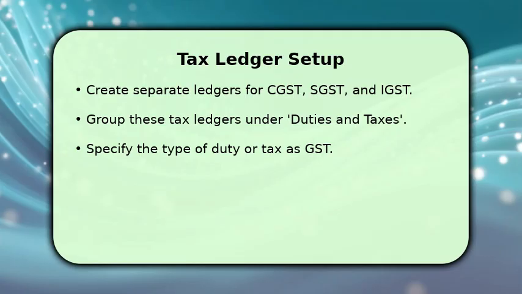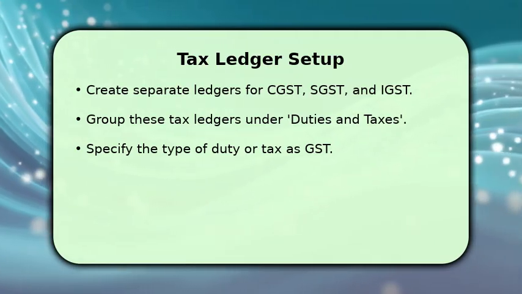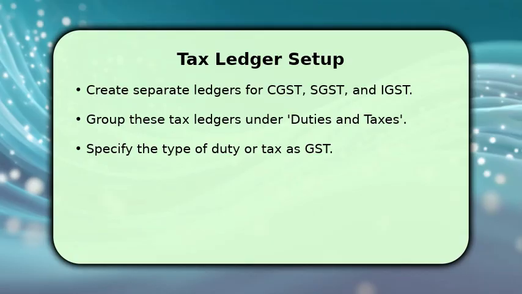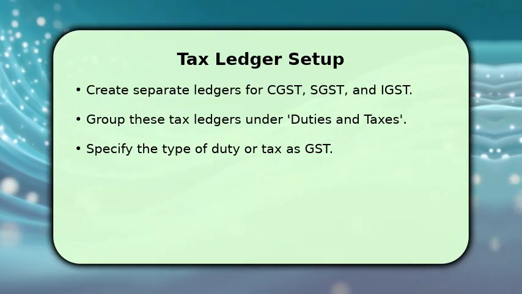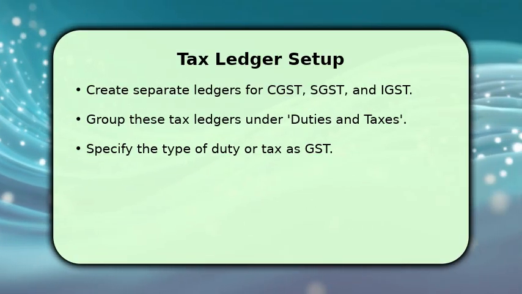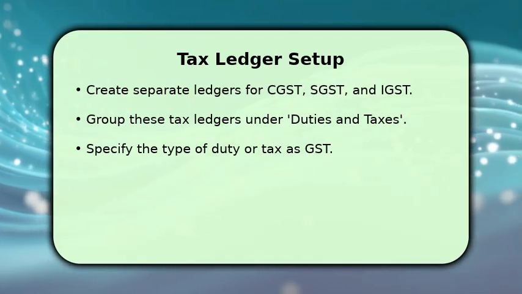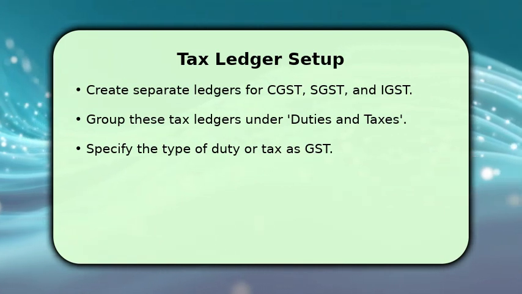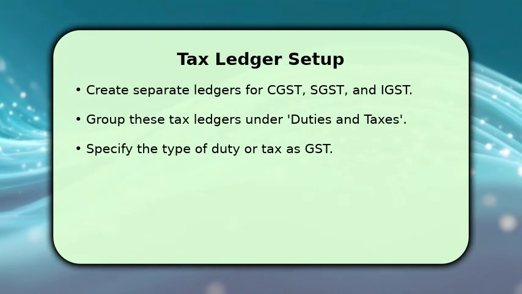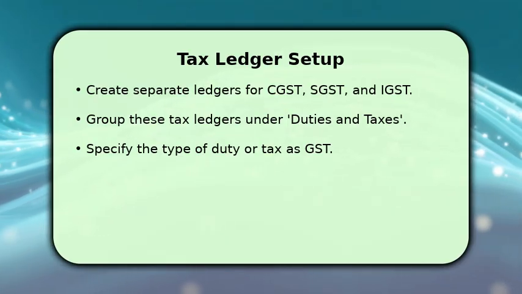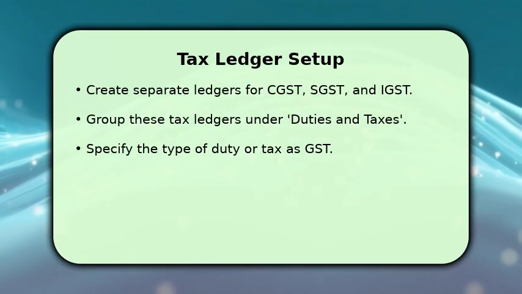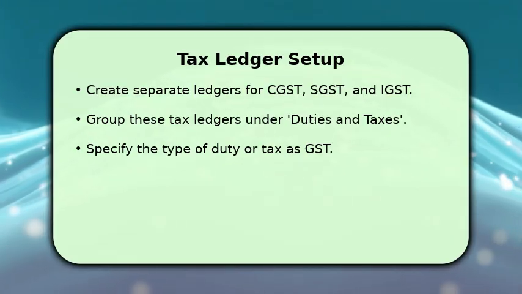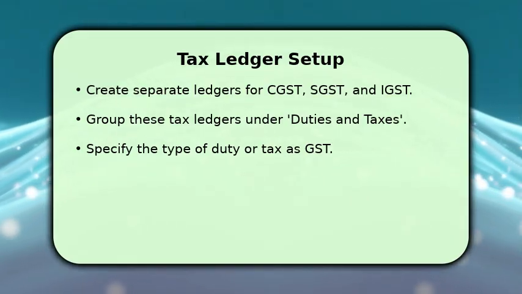Setting up your tax ledgers is the next step. You will need to create individual ledgers for Central Goods and Services Tax, State Goods and Services Tax, and Integrated Goods and Services Tax. Group all these tax ledgers under Duties and Taxes. When configuring each, specify the type of duty or tax as Goods and Services Tax and select the appropriate tax type, such as Central Tax or State Tax, for accurate application.